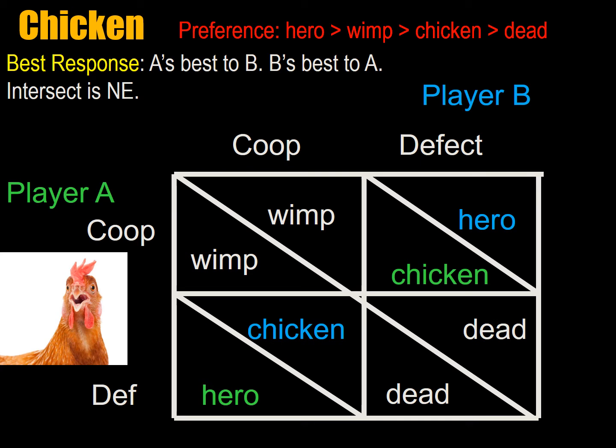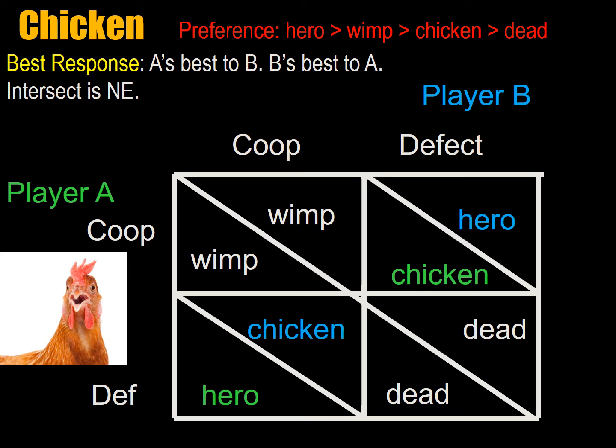For each of player A's strategies or choices, select player B's best response. So player B is going to look first at player A's top row of cooperation and is going to have a choice between hero and wimp. So player B is going to choose hero in blue. And then for player A's defection row, player B is going to choose between the two choices of dead and chicken, and chicken is superior to dead. So player B is going to make the two choices in blue, hero and chicken.